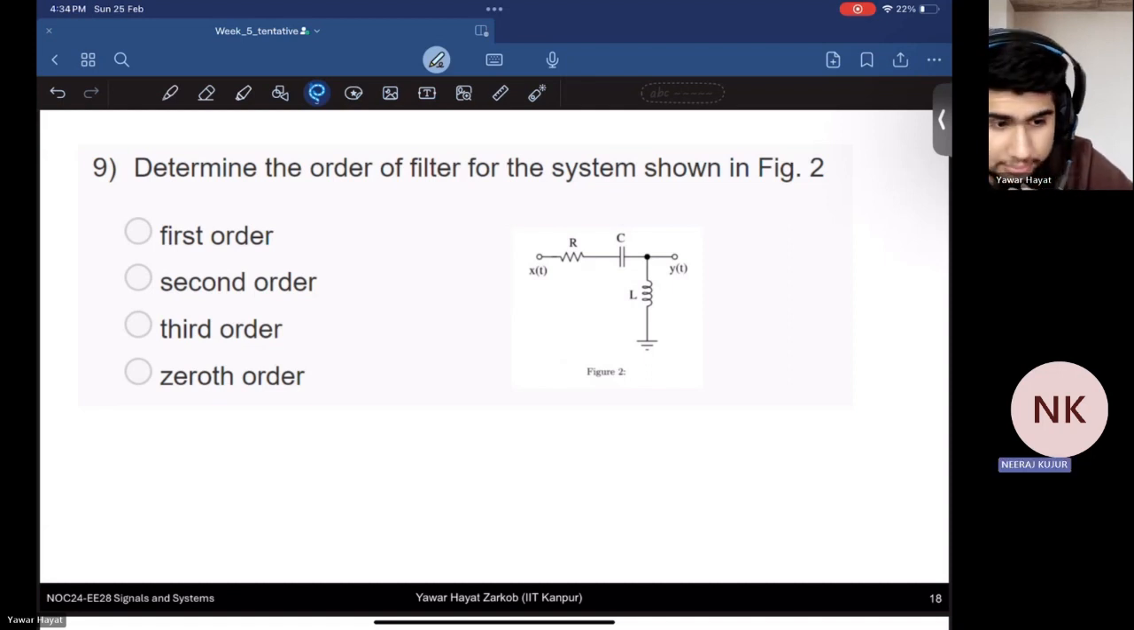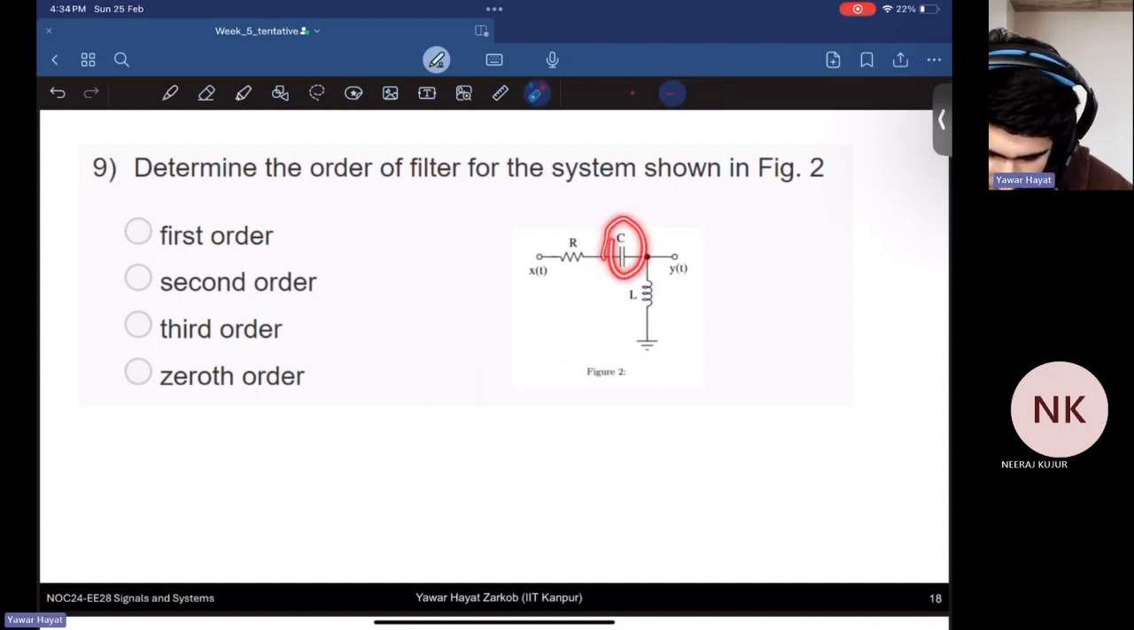Sir, I have no idea about this, please tell us. Okay. The one simple way to determine the order of the system is by looking at the number of energy storage elements, right? And how many energy storage elements do we have? Two, sir. Two, right? A capacitor and an inductor. So this is a second order system.